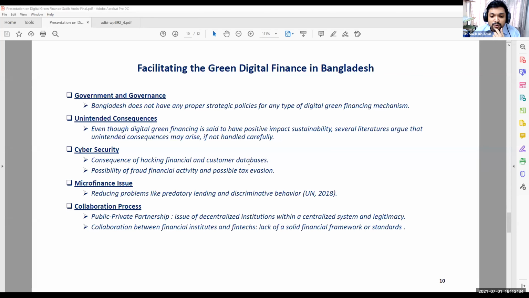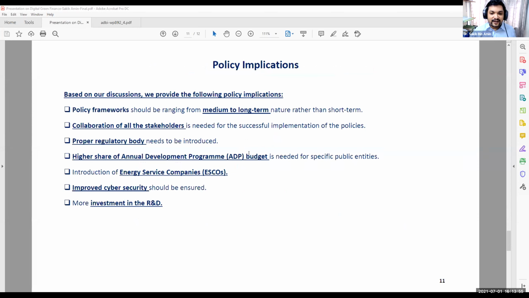Then we also need to have a proper collaboration process, so that both the private and public entities, the stakeholders, are considered within a common umbrella to get the maximum utilization of the digitization of green finance. And we firmly believe that if we can incorporate these policies, then obviously by 2041 we can actually become a role model for many countries in the world.